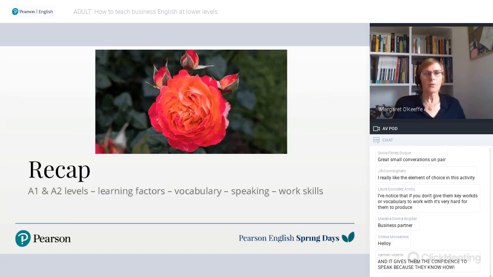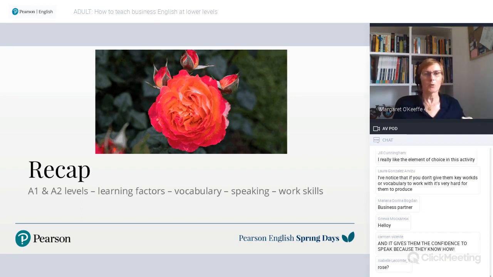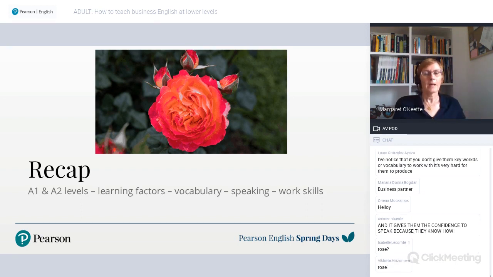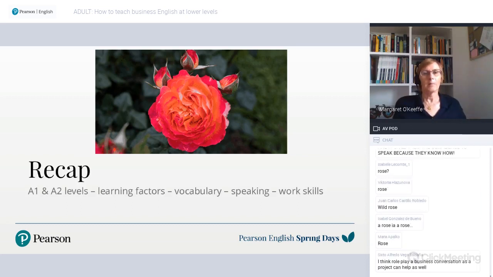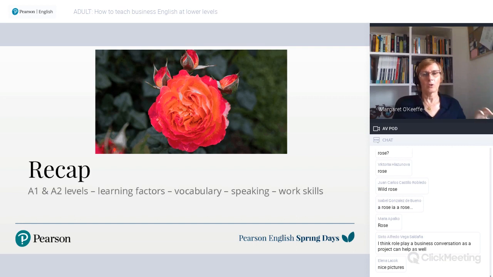Okay, so just to recap for today, we've looked at what the A1 and A2 levels are. They're not complete beginners. They start with false beginners and come to elementary. What they can expect to do at this level in terms of very simple, everyday, routine tasks at work. The importance of cognitive and affective factors in language learning, and why that's so important for these low levels, that we can help build their confidence and help them with learning strategies.